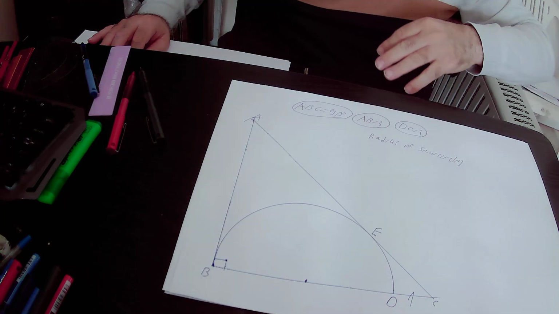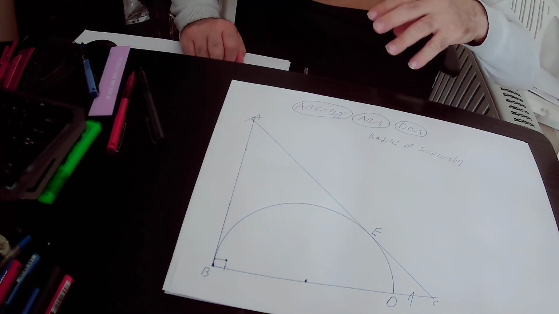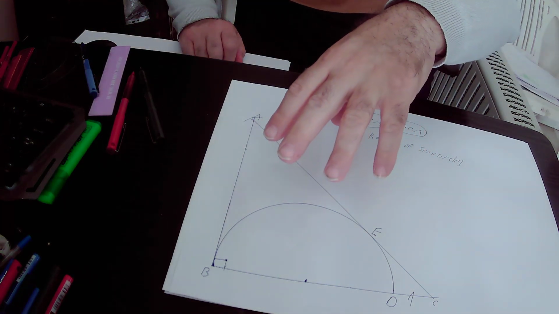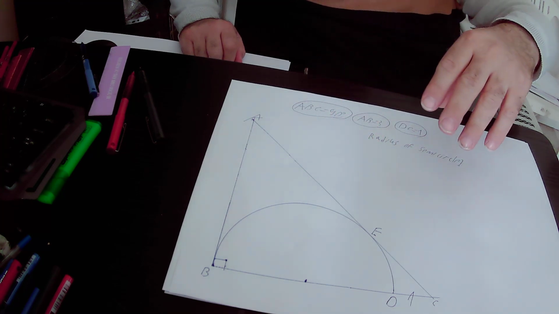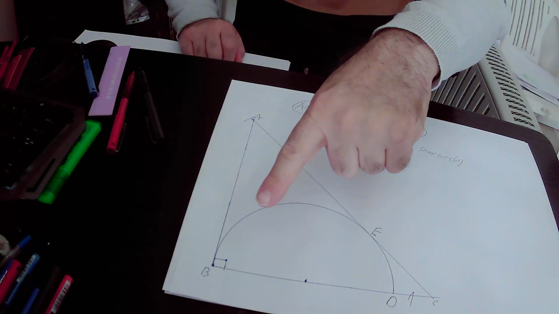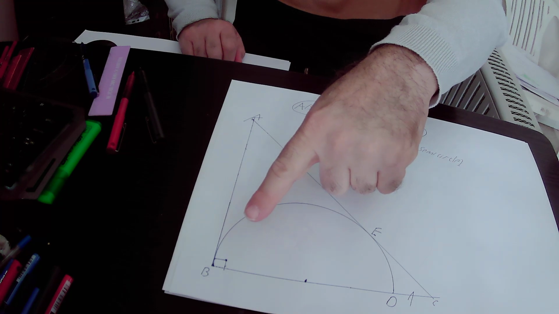Now, in this lecture, we will find out the radius of the semicircle. In the drawing, we have triangle ABC. Triangle ABC is a right triangle. Angle ABC equals 90 degrees.